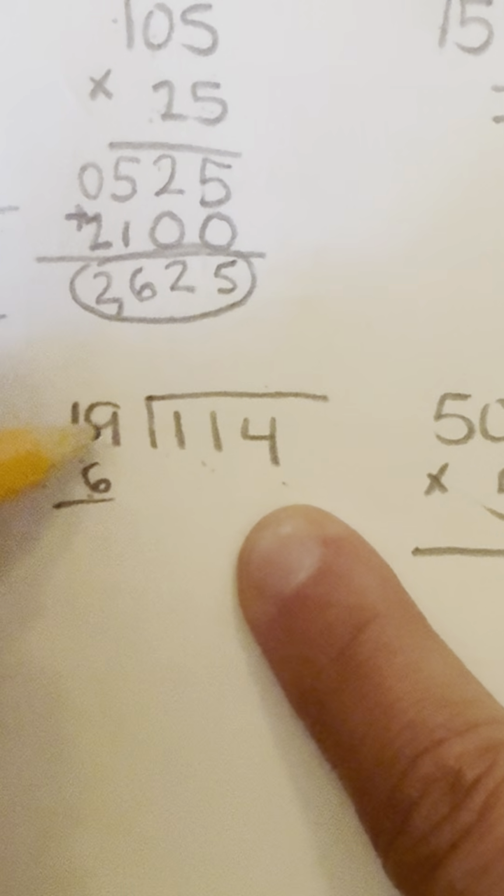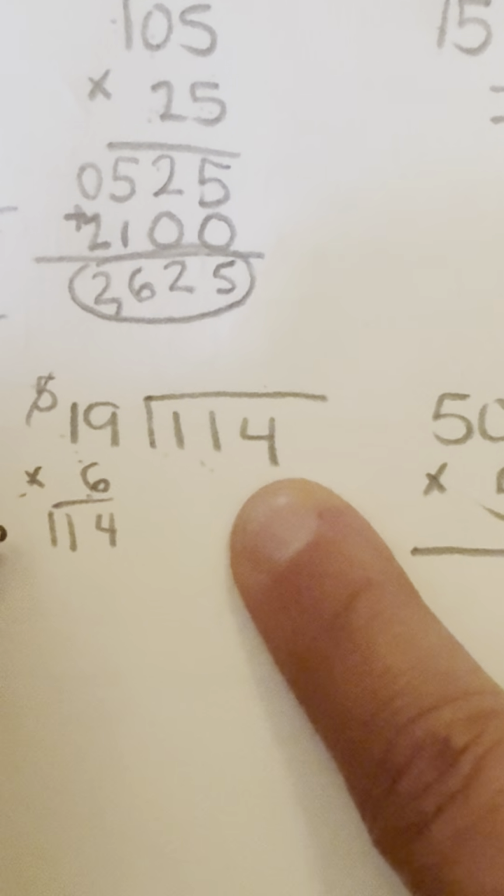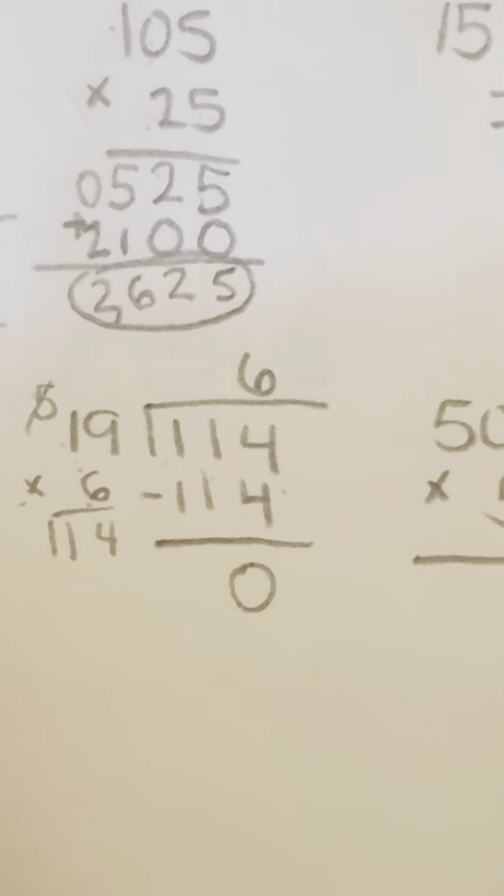9 times 6 is 54. We'll carry the 5. 6 times 1 is 6, plus the 5 is 11, and there's my number. So 6 is evenly going into that, leaving a 0 remainder.